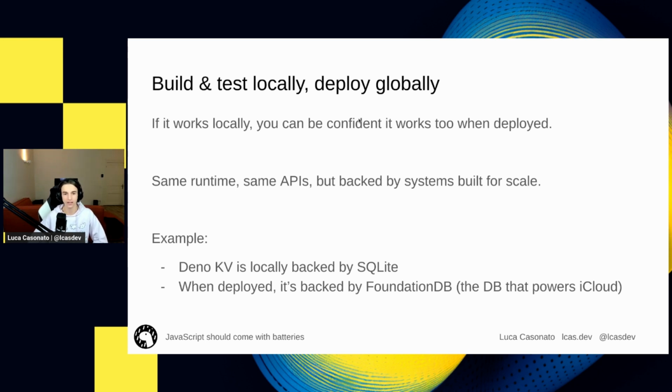They're really built to scale, which means that you can develop something locally with local APIs. And if they work on your machine, you can deploy to Deno Deploy and be confident that it'll work when it's deployed and be backed by something that's really scalable. An example of this is locally, Deno KV is backed by SQLite, which is a really robust database implementation. And when deployed, it's backed by FoundationDB, which is the same database that powers iCloud and is able to deliver extremely good scale for us.